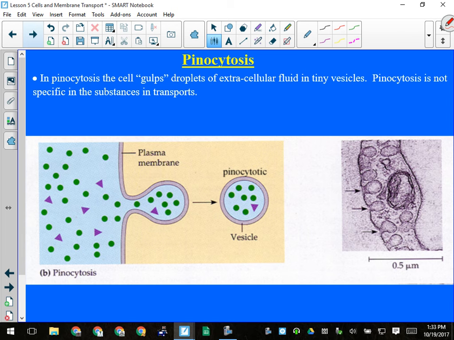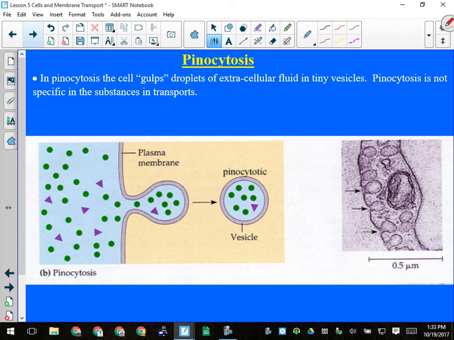Okay, in pinocytosis, it's the same process mechanically, but we're just engulfing fluid now. We've got all this interstitial fluid, that's fluid outside of the cell or between the cells. It just gets engulfed, and we've got a vesicle coming in that's just full of the fluid from outside. This is what it looks like under an electron microscope here on the right.